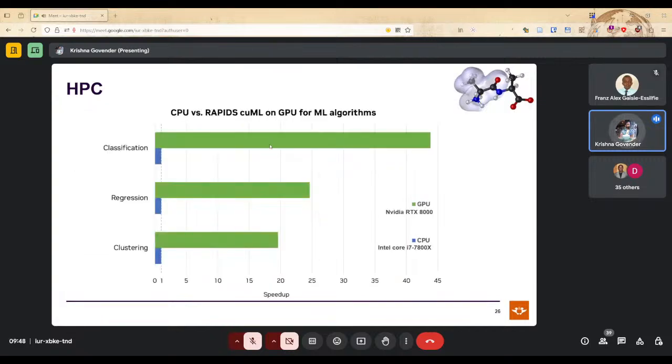Right, and then this is just some benchmarking showing you the GPU performance when it comes to machine learning applications. So if you look here, the blue is a CPU, which is a Core i7. And the green is actually not even a data science graphics card. This is actually a graphics card which you can use for gaming.